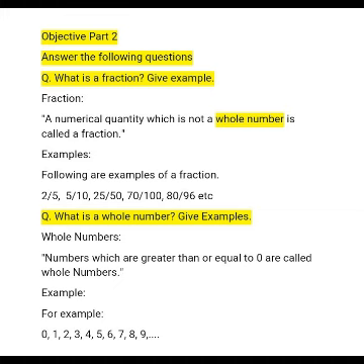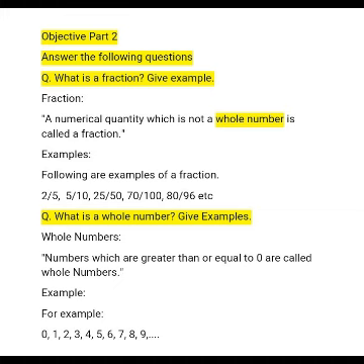You will write on the top of a line, at the left hand side, Fraction, and then you will continue from another line. A numerical quantity which is not a whole number is called a fraction, and you will write this in inverted commas. After that, in another line you will write Examples. Following are a few examples of a fraction: 2 by 5, 5 by 10, 25 by 50, 70 by 100, 80 by 96, etc.